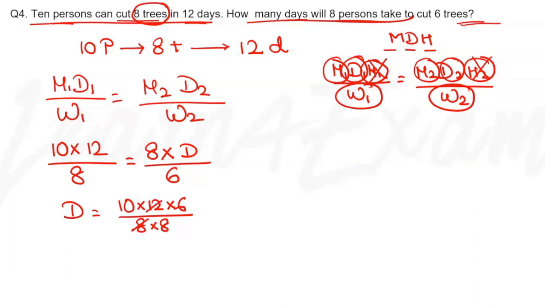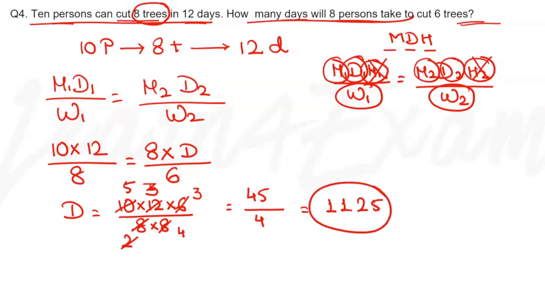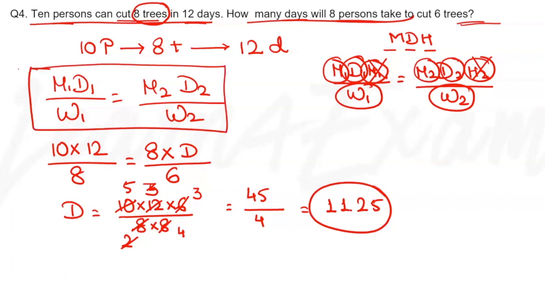Let me cross this off. I have a 4, I have a 3 here, a 2 here. If I cross it off with 4, if I cross this off with 2, I have 3 and a 4 here. Again cancel this off, I have a 5 in the numerator, right? So in the numerator I have 5 into 9, that is 45. In the denominator I have 4, so I would be taking 11.25 days to complete the entire work. That is the answer for the question. So the MDH concept is a very important concept and a very easy concept to do these kind of problems.